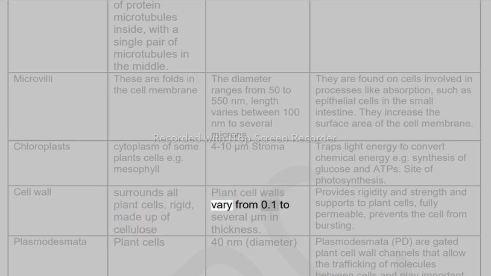Plant cell walls vary from 0.1 to several micrometers in thickness. Provides rigidity and strength and support to plant cells, fully permeable, prevents the cell from bursting.